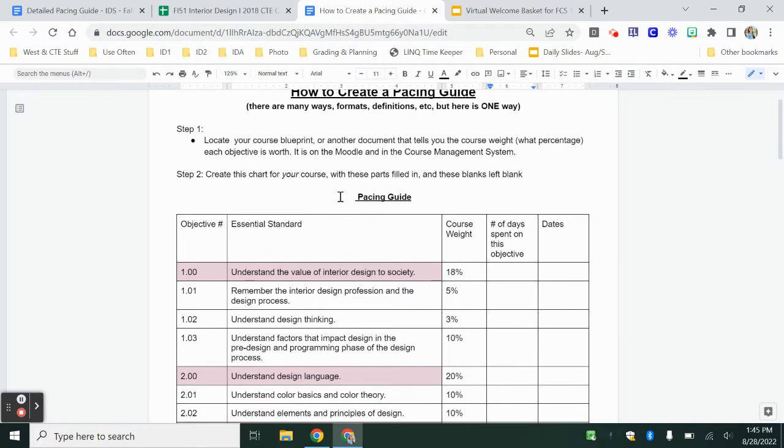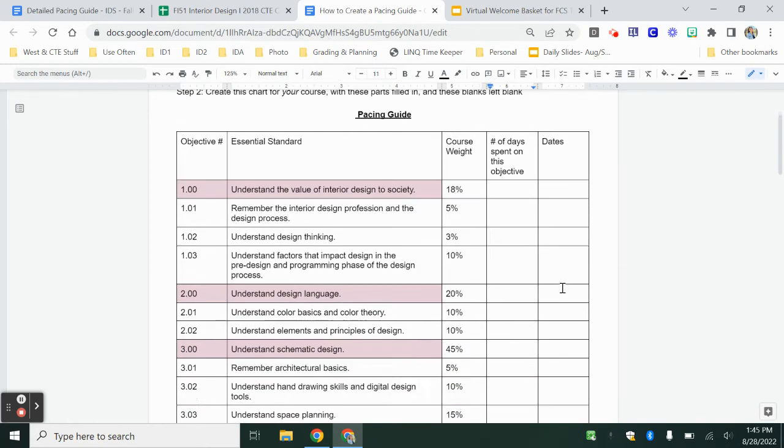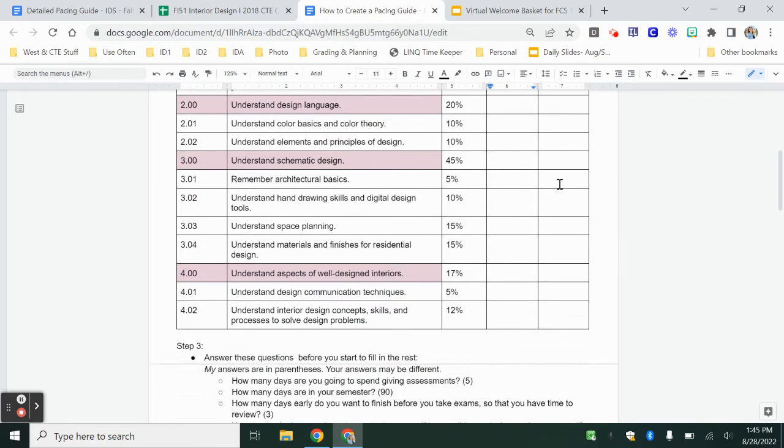Then you need to create a chart like this for your course with these parts filled in and then the blanks left blank because we need more information before we can fill them in. So we've got objective number, the standard, the course weight, the percentage. We're going to translate that into number of days that you can spend on that objective. So how that percentage translates to days. And then you're going to give yourself specific dates that you're going to spend on that objective.